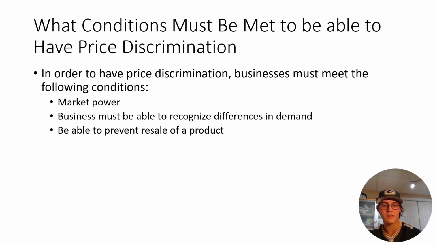What conditions have to be met to be able to have price discrimination? In order to have price discrimination, businesses must meet the following conditions. Market power, they must be able to recognize differences in demand, and also be able to prevent resale of a product.